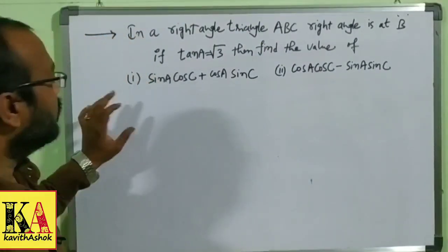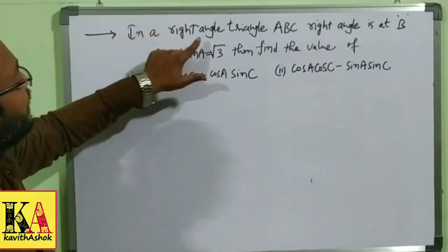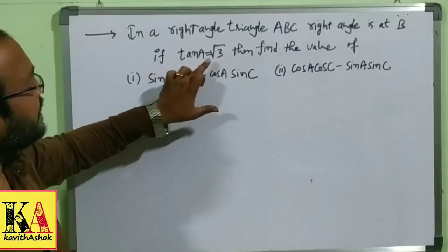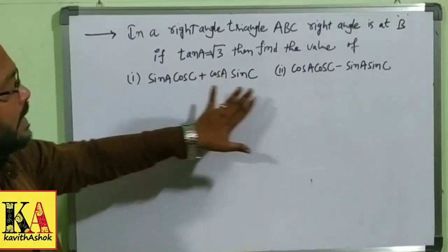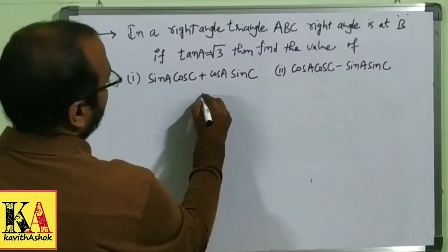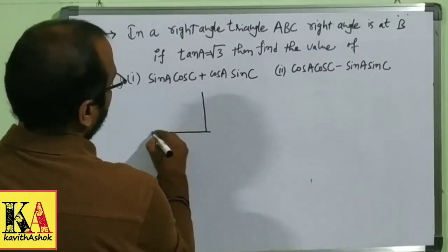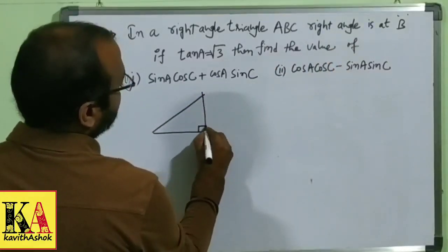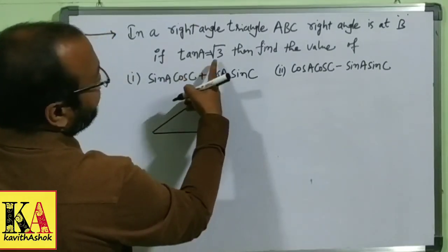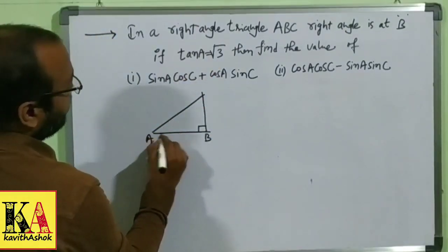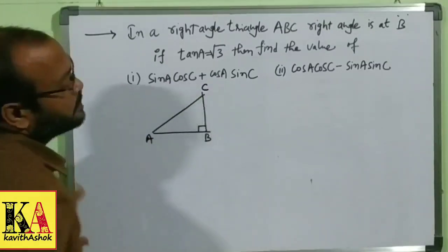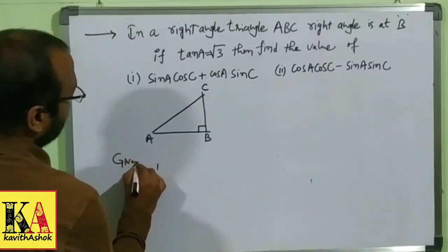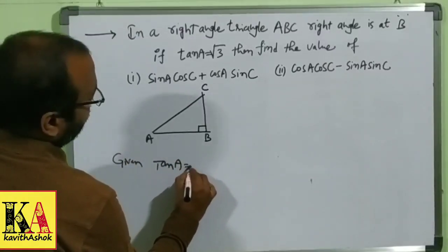Right. Now look at one more problem. In a right angle triangle ABC, right angle is at B. If tan A is equal to root 3, then find the value of this and this. So first we will take one right angle triangle. This is a right angle triangle ABC. Right angle is at B, so that's why this is a right angle at B here. Tan A is given root 3. Tan A, in the sense I am taking A here and ABC. Right. Now tan A, what is given here? Given tan A is equal to root 3.